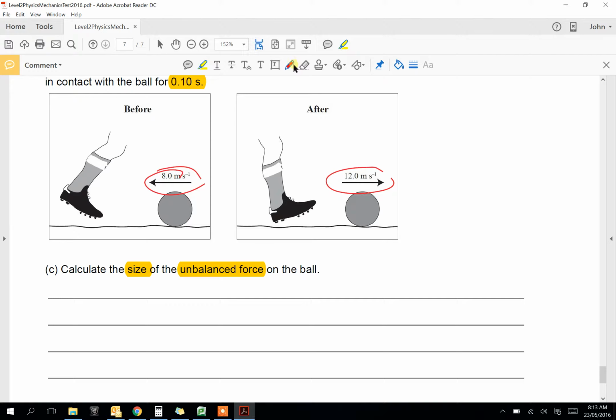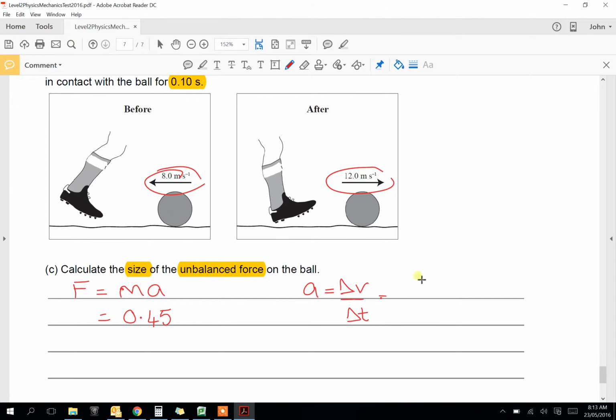Now I can think of a couple of ways to do this. The way that's most familiar to me is F equals ma, because I think I've got the information I need. I've got the mass of the ball. I'm going to need to change that into 0.45 kgs, and I've got a couple of velocities and a time, so I think I can calculate acceleration, change in velocity over change in time.